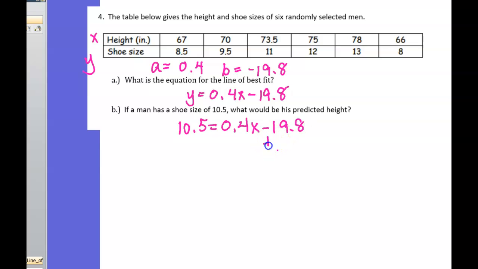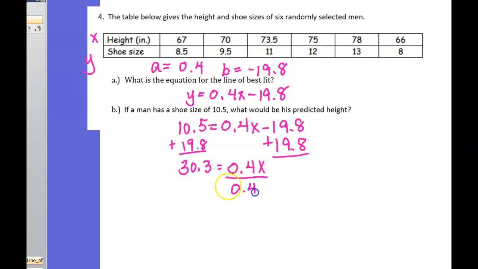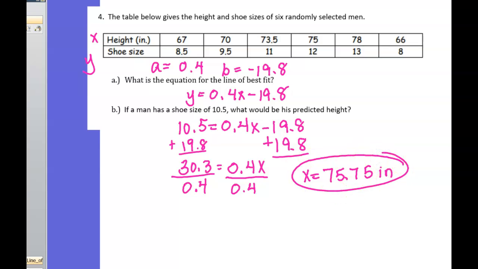We do that by adding 19.8 to both sides. Okay, and when we do that, we get 30.3 is equal to 0.4x. Okay, and then we're going to divide both sides by 0.4. Works the same way with decimals. So then when we do that, our x is going to be equal to 75.75 inches. Okay, so we made a prediction.